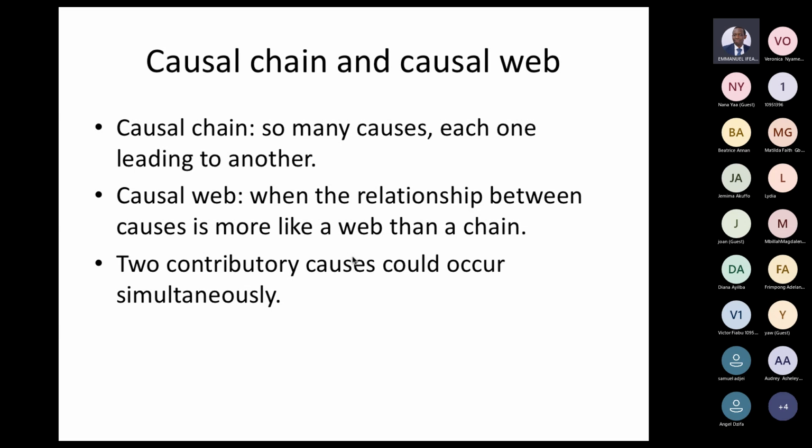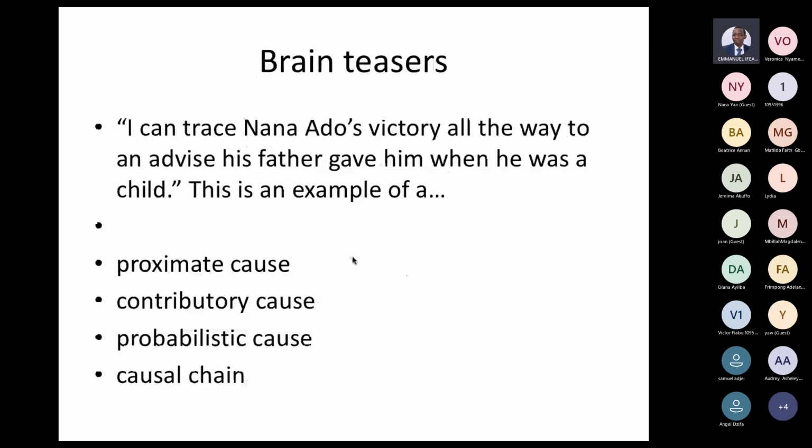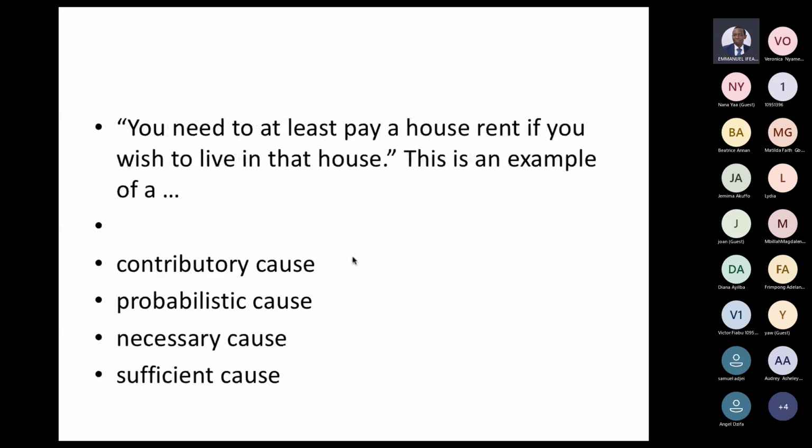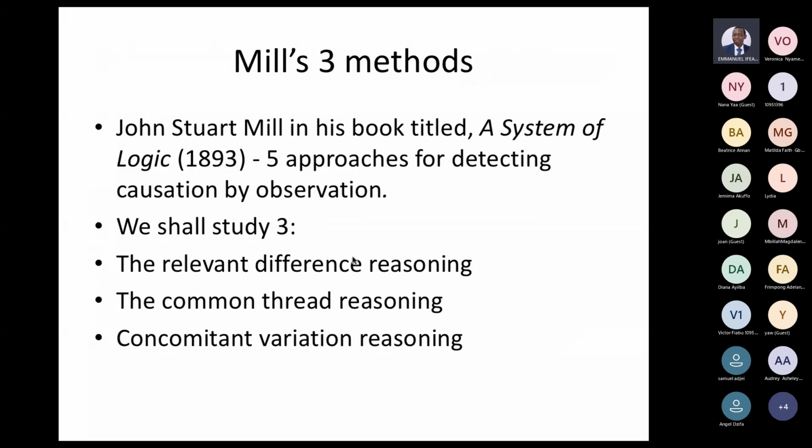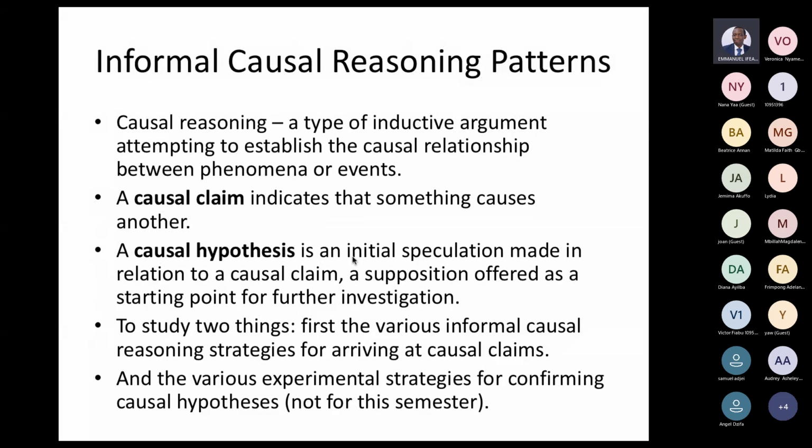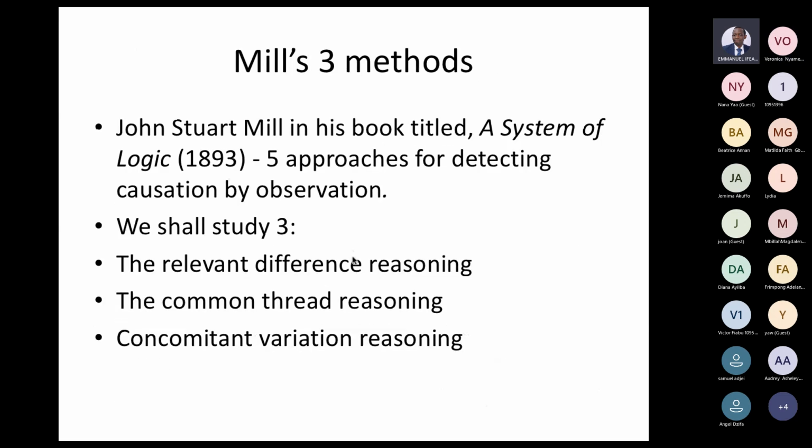And then a causal web is when there are simultaneous causes which are acting beside each other and towards the same effect. We saw examples of each of them, and then we did some exercises, after which we, having understood the different senses of the word cause, went ahead to study three kinds of causal reasoning. We have relevant difference reasoning, common thread reasoning, concomitant variation reasoning.